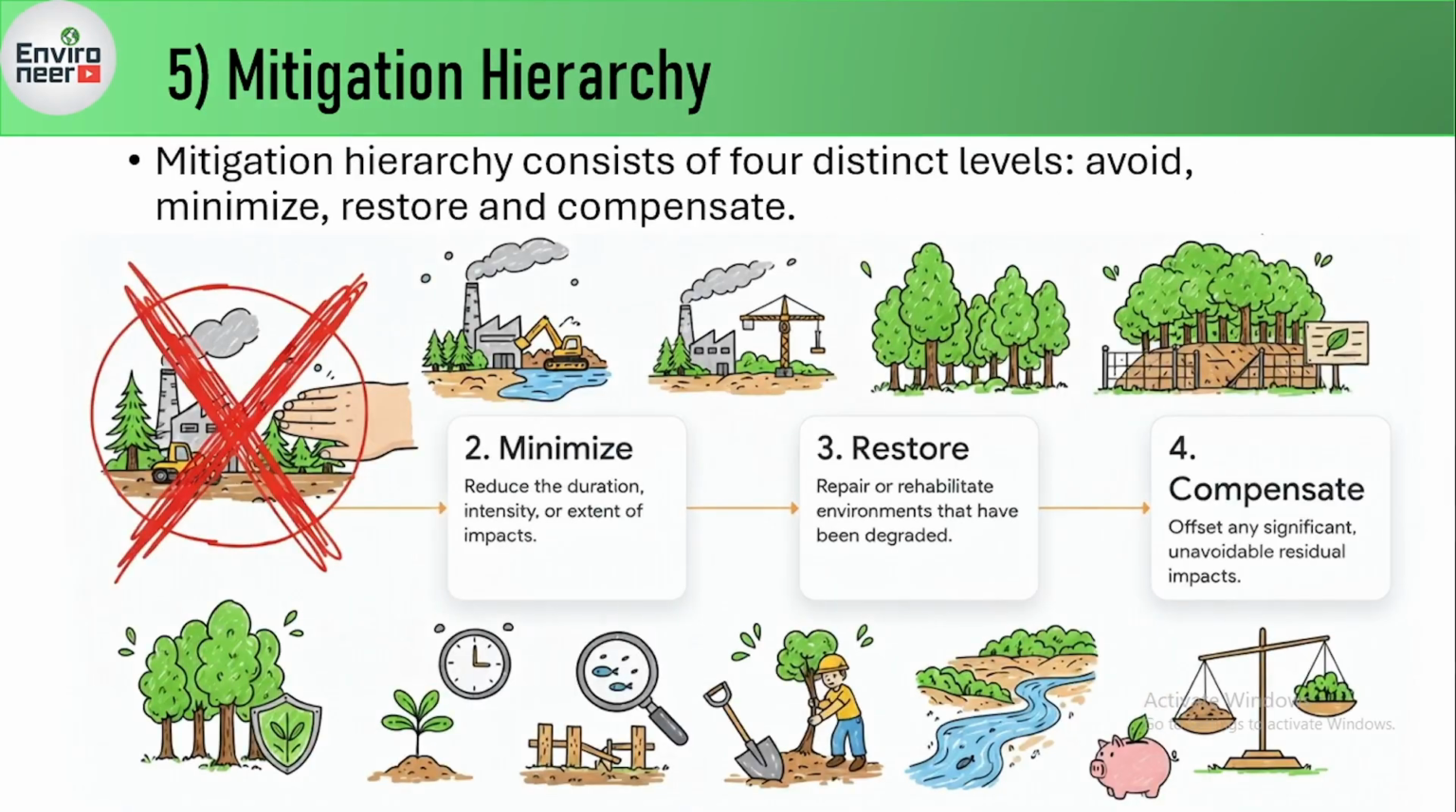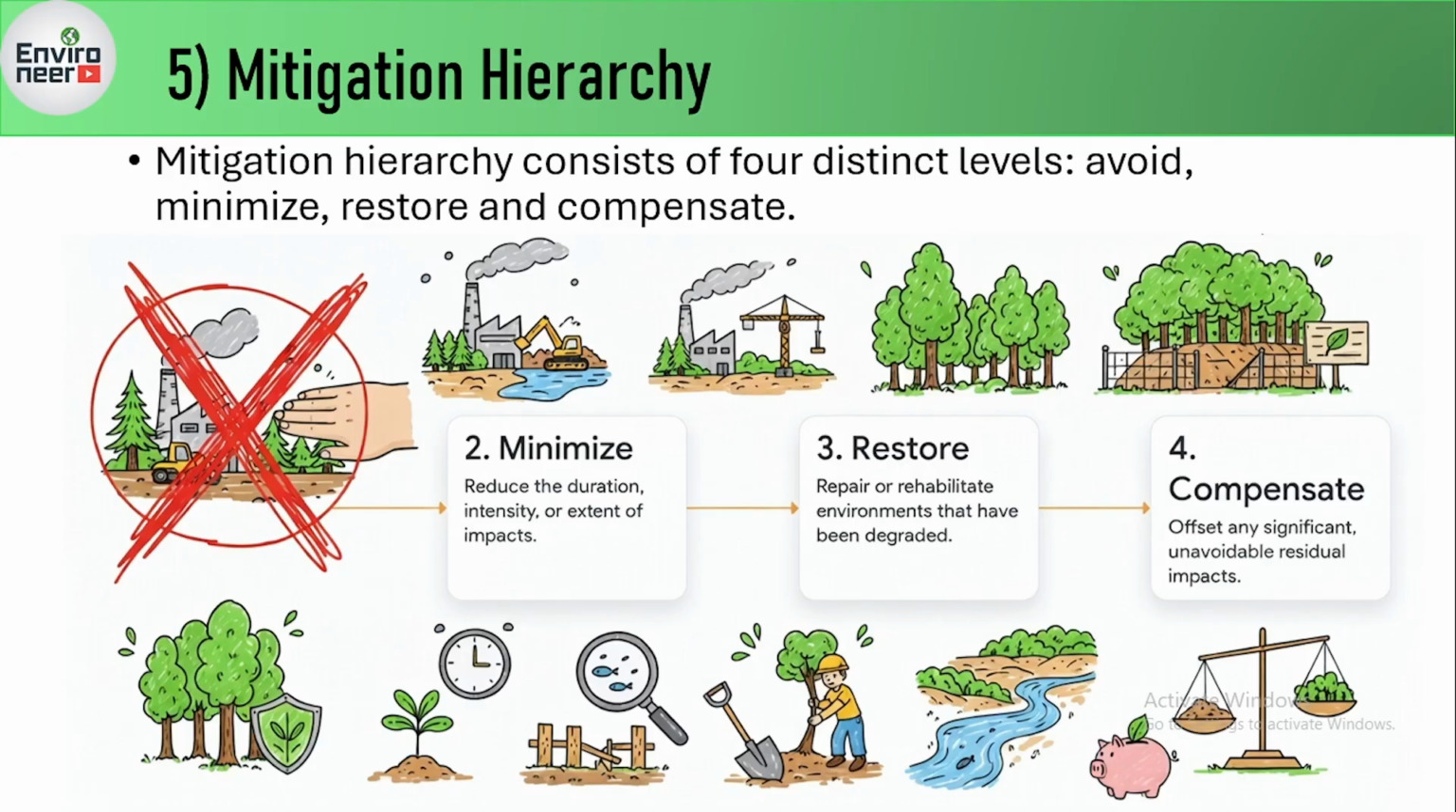The first, highest, absolute priority is to avoid the impact completely. Can we move the road so it goes around the wetland instead of through it? Can we use a different technology that doesn't produce toxic waste? Only if you absolutely cannot avoid the impact do you move to step 2, minimize. Okay, we have to cross the river, but can we build a bridge with a smaller footprint to reduce the damage?